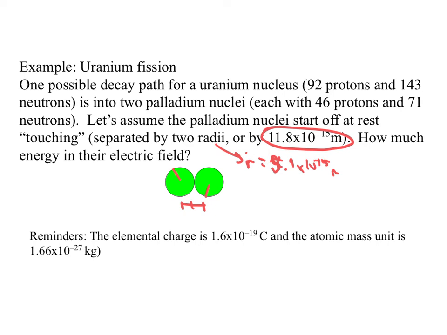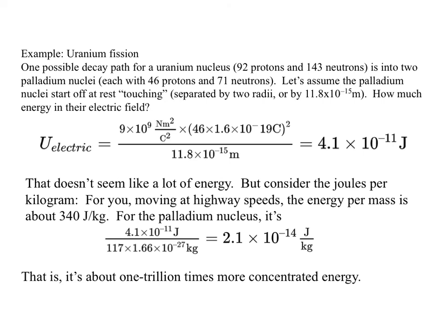A couple of reminders. The atomic charge is 1.6 times 10 to the minus 19 coulombs, and each proton carries that. And the atomic mass unit is 1.66 times 10 to the minus 27 kilograms, and every proton and every neutron carries that. You could go and calculate that number for a sec, and then we'll see what comes out. It is pretty much plug and chug.